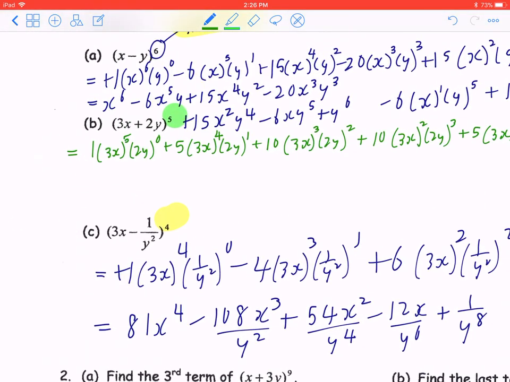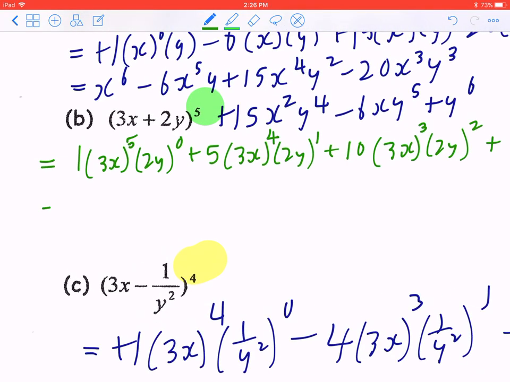Let's make sure you are connected, and you can take the calculator if you like. You can do mental math, you decide. Now you've got to be really comfortable with the exponent laws. So for example, 3 to the power of 5, that's going to be 243 times x to the power of 5. 3 to the power of 4, that's going to be 81. You multiply 81 by 5, that's going to be 405 times x to the 4 times y.